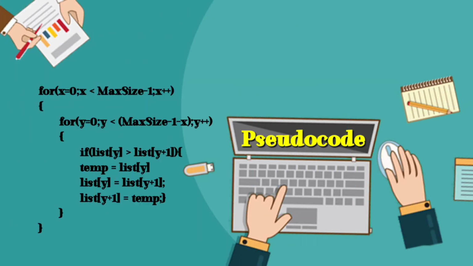So, we'll have the following pseudocode to be able to implement our algorithms. As you can see, meron tayong nested loop. May dalawa tayong for loop.